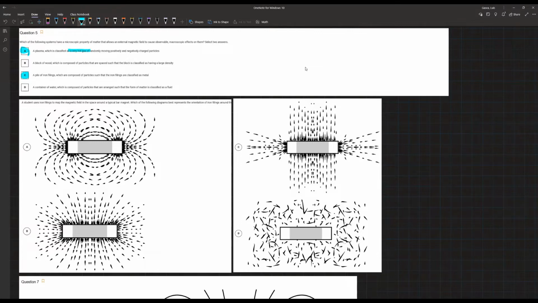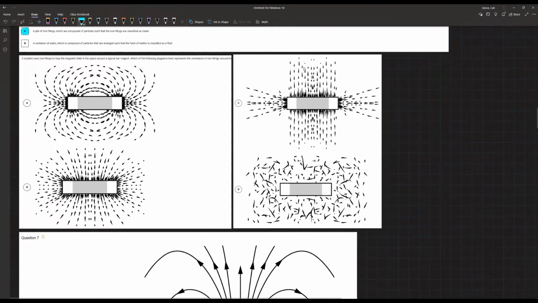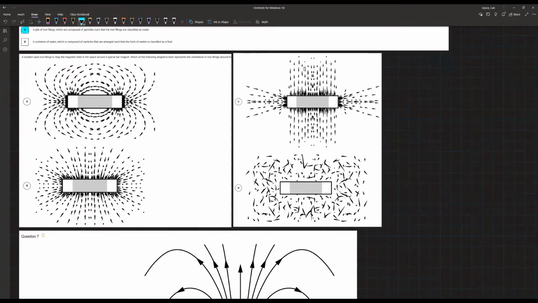Water does have magnetic properties, but we're not going to worry about that right now. That'll actually be next review session. A student uses filings to map the magnetic field in the space around a typical bar magnet. Which of the following diagrams best represents the orientation of the filings?